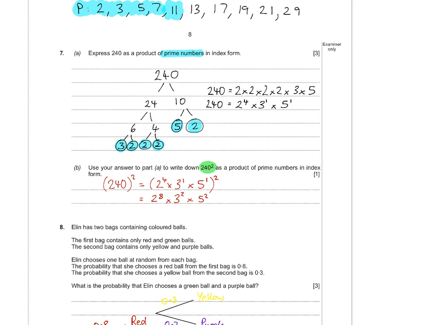Okay, question 8 says, Ellen has 2 bags of coloured balls. The first bag contains only red and green balls. The second bag contains only yellow and purple balls. Ellen chooses one ball at random from each bag. The probability that she chooses a red ball is 0.8, and the chance that she chooses a yellow ball from the second bag is 0.3.